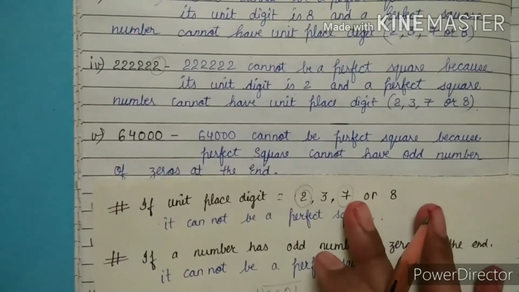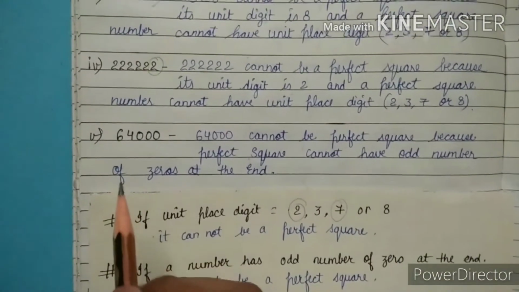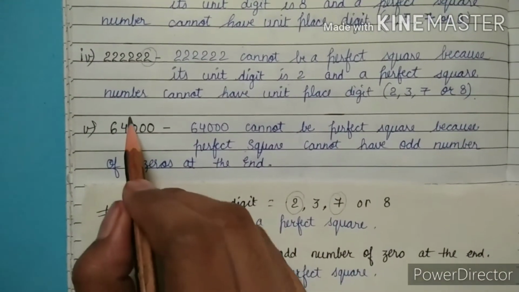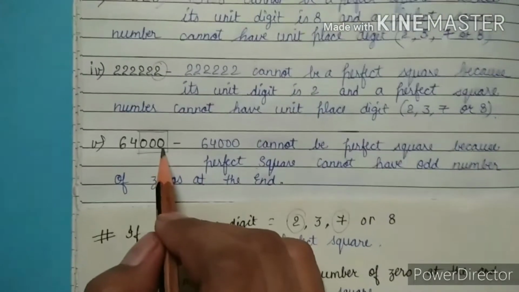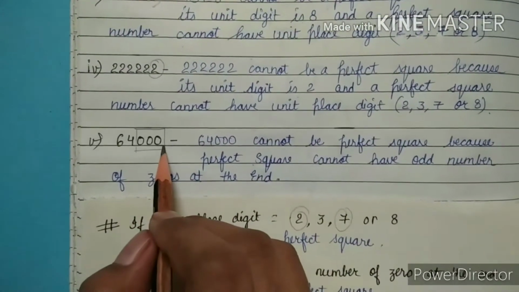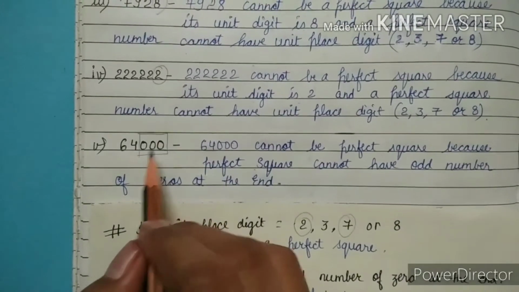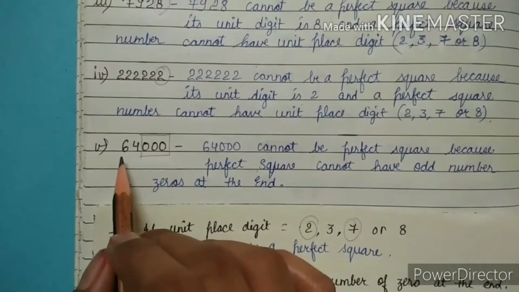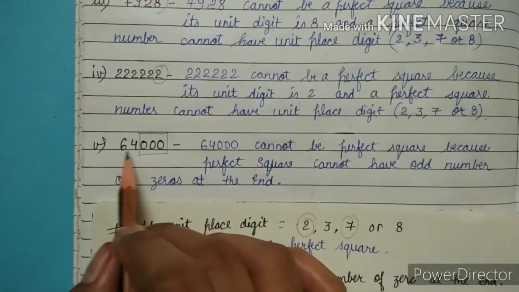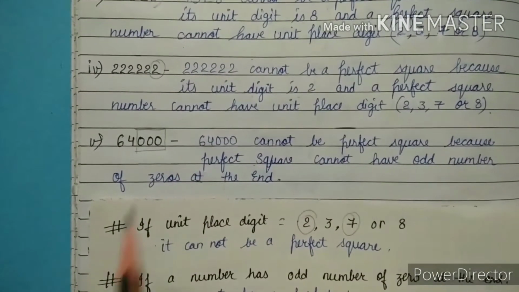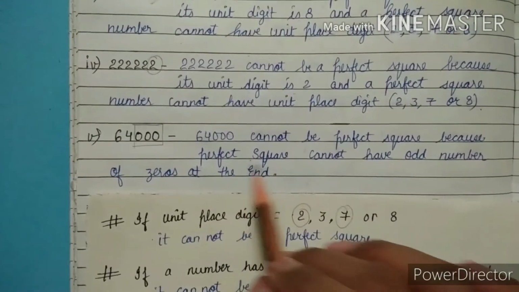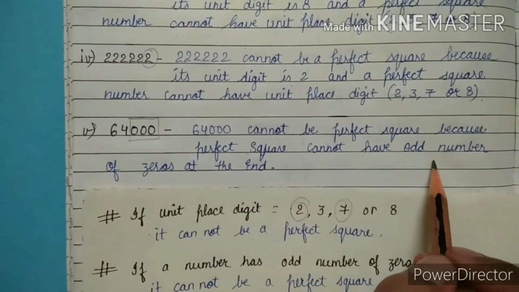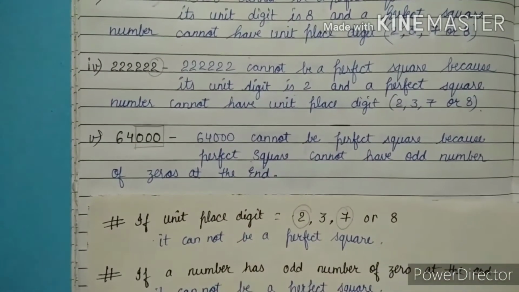Fifth question is 64,000. As you can see here, we have 1, 2, 3, an odd number of 0s. It means 64,000 cannot be a perfect square, because a perfect square cannot have an odd number of 0s at the end.